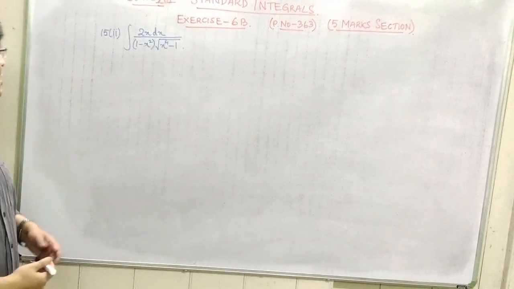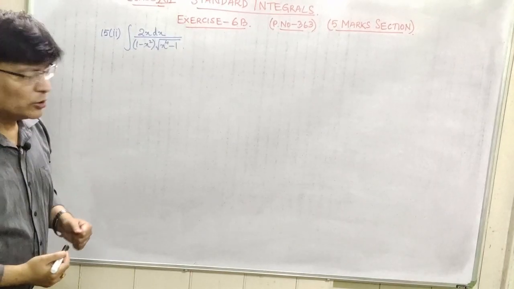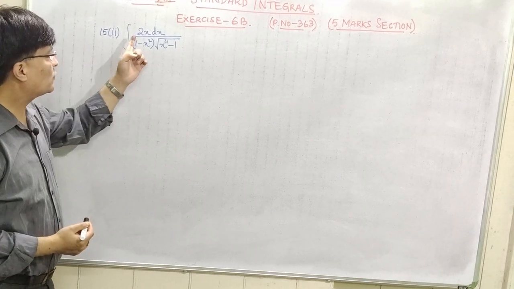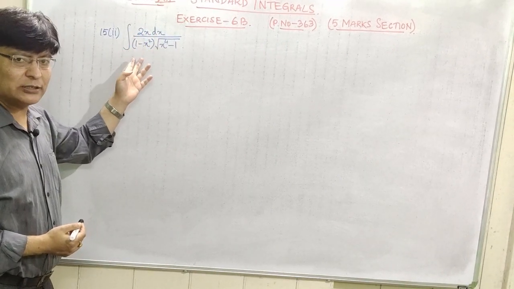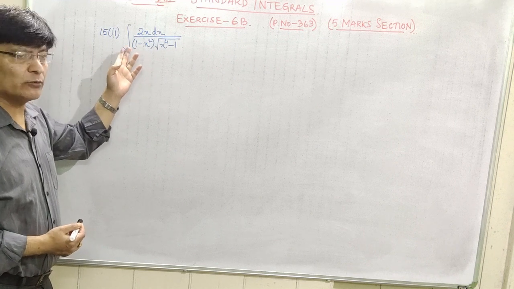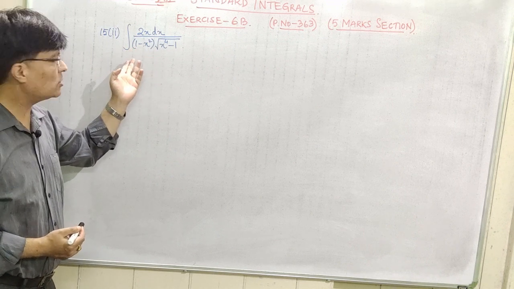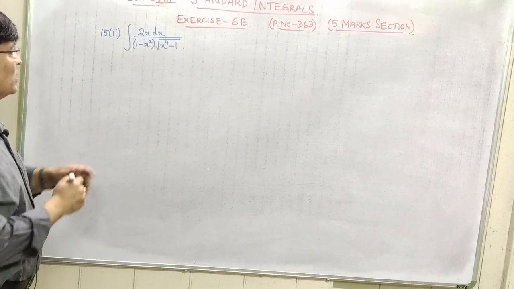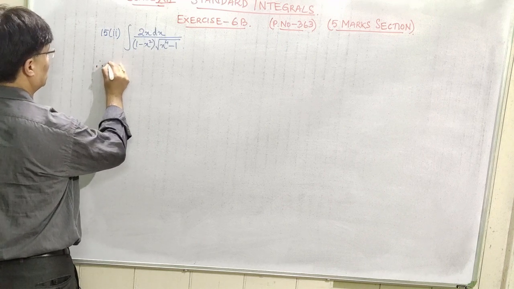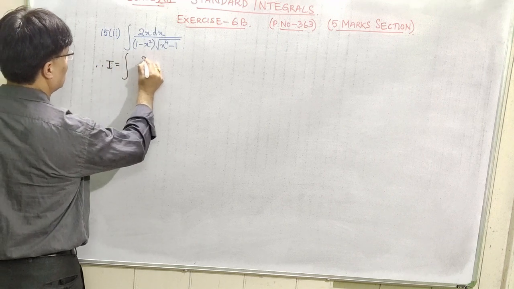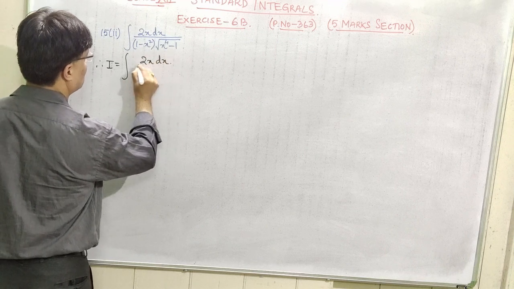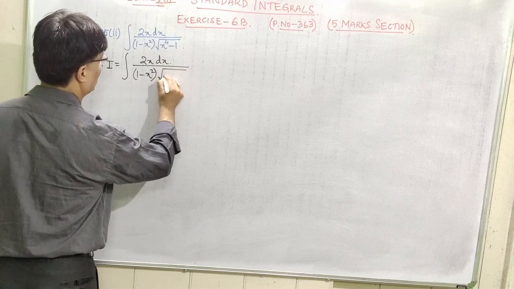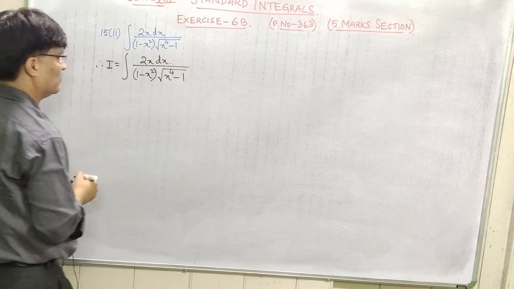So now we'll do the next question, that is 15 number 2. You have to evaluate this integration. That is integration of 2x dx divided by, in the denominator there is expression 1 minus x square which is outside square root, and within square root there is x to the power 4 minus 1. Okay, so let us write here first I is equal to integration of 2x dx divided by 1 minus x square root over x to the power 4 minus 1.